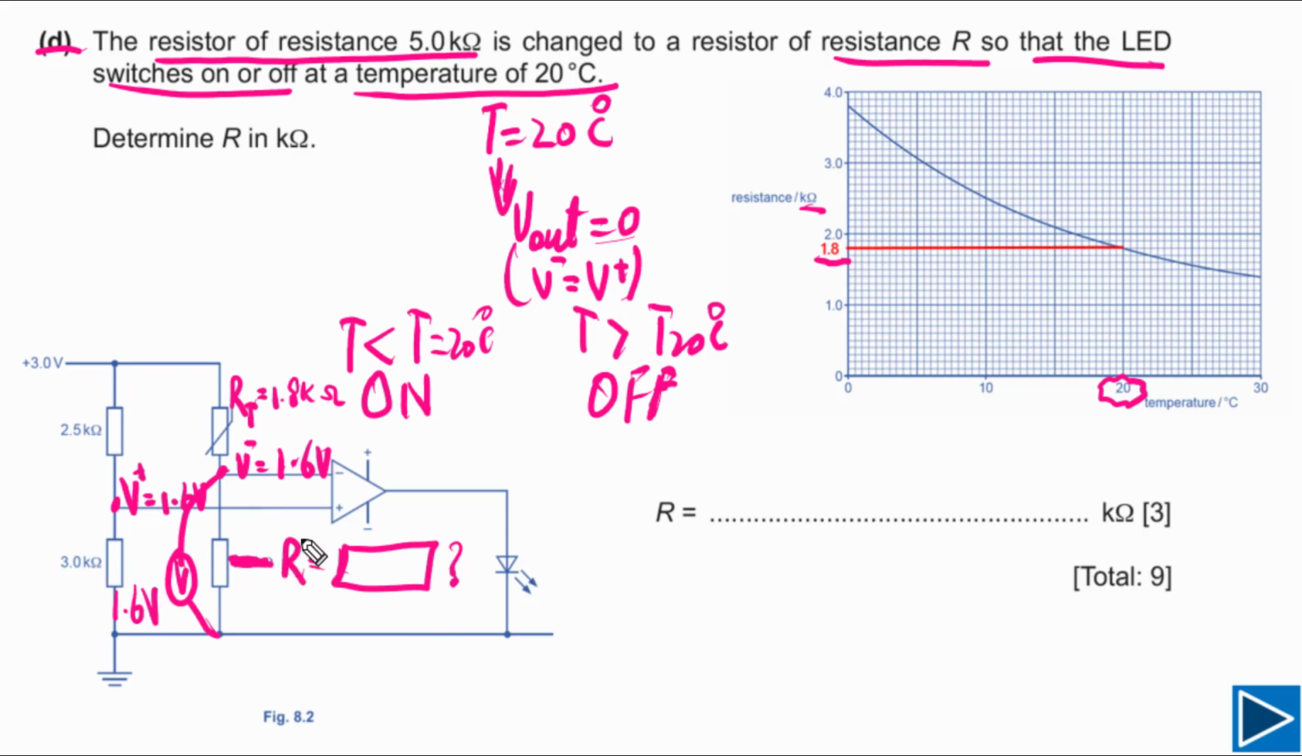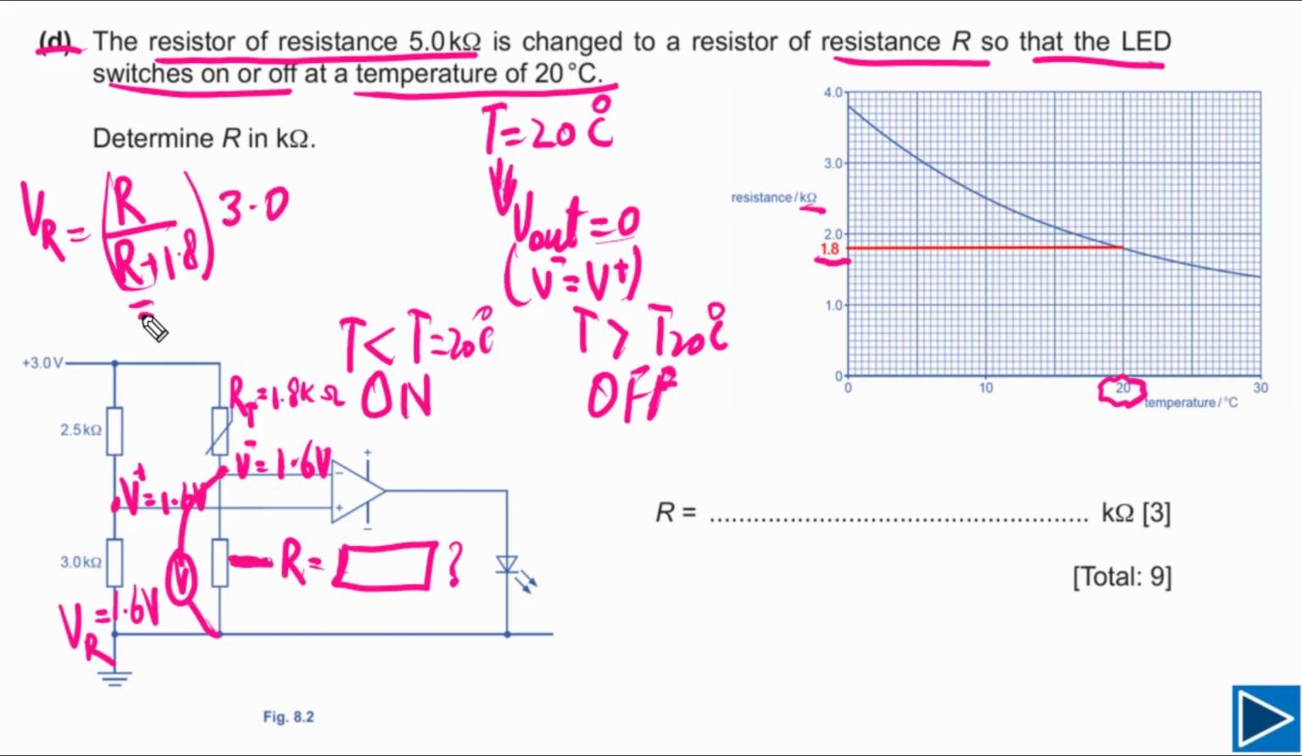Now, to find capital R, we simply need to use the potential divider formula. Let me write down, let's say VR, the potential difference across this resistor. So VR is equal to the resistance of this resistor divided by the total resistance of this branch, that is R plus 1.8, and the potential difference across these two resistors is 3.0.